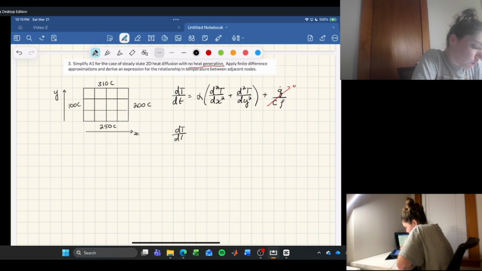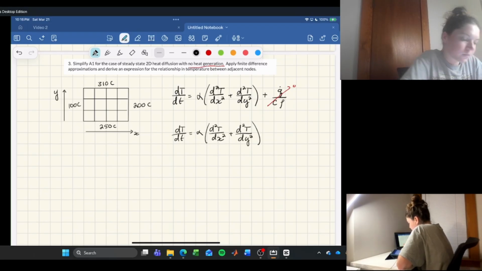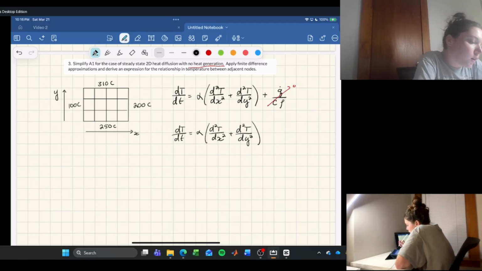Change in temperature over the change in time is equal to the thermal diffusivity times the second derivative of the change in temperature over the change in position for the x-axis plus the second derivative of the change in temperature over change in position on the y-axis. And then to apply finite differencing, this is the length of each of these blocks. Let's say this is delta x, and on the other axis is delta y.